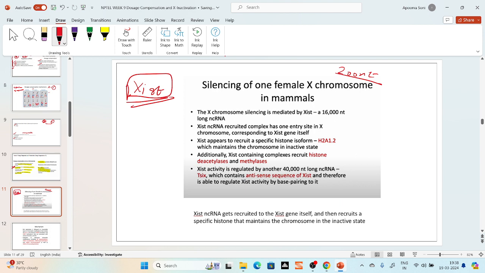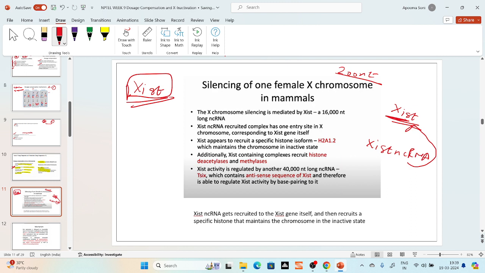Now, X chromosome silencing is mediated by XIST, which is a 16,000 nucleotide long non-coding RNA. Long non-coding RNA means a non-coding RNA which is more than 200 nucleotides. It's 16,000 nucleotides, a very long lncRNA. This non-coding RNA recruited complex has one entry site in the X chromosome corresponding to the XIST gene itself. So this is the XIST gene, and the RNA is produced from this gene. This XIST non-coding RNA goes to its gene itself and then recruits some histone proteins.